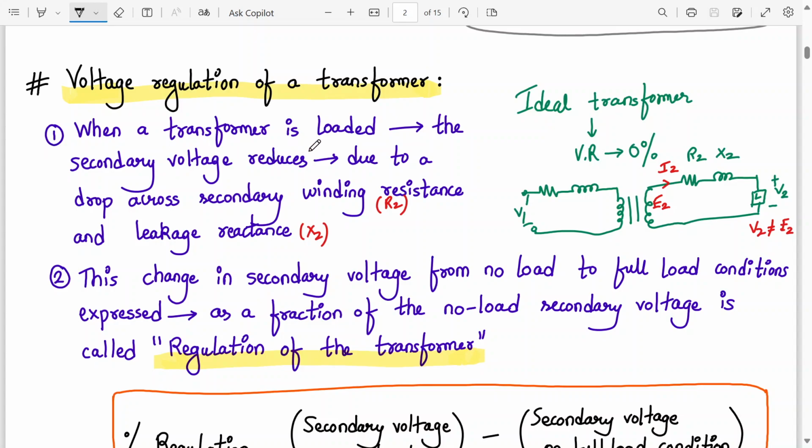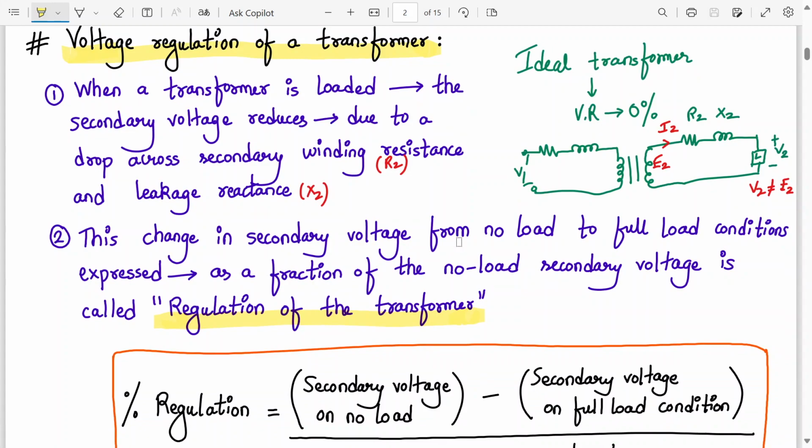So when a transformer is loaded, the secondary voltage reduces. Why? Your E2 will no longer be equal to V2, right? Because some drop will be there across the resistor and some will be taken by I2 into X2. So E2 is equal to I2 R2 plus I2 X2 plus V2. So that is what we are saying over here. When a transformer is loaded, the secondary voltage reduces due to the voltage drop across the secondary winding resistance R2 and the leakage reactance.